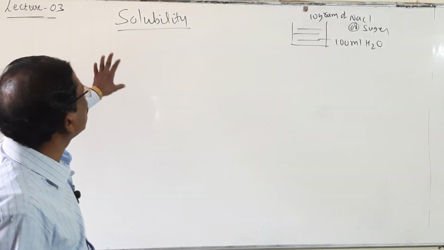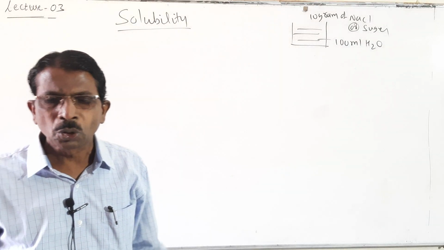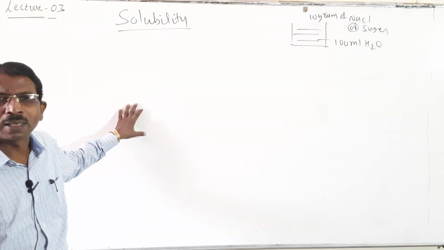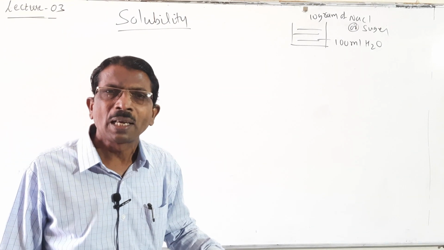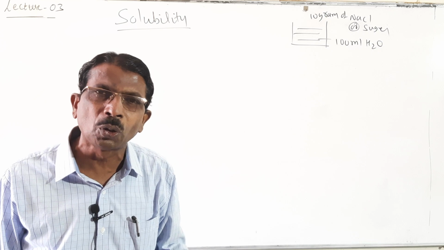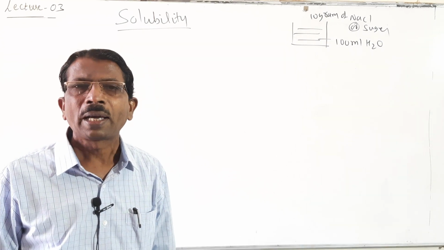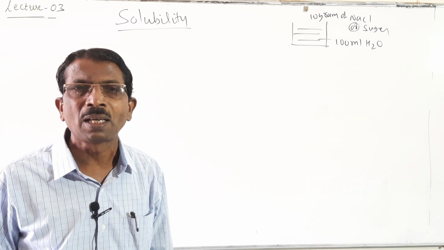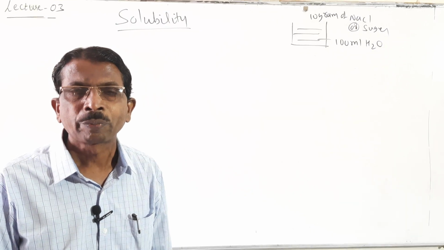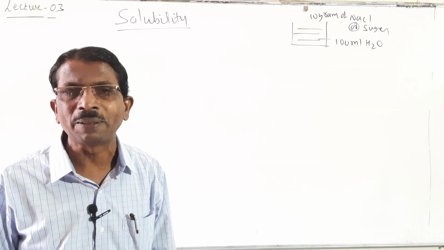So, what is solubility? The solubility of a substance is the maximum amount of solute that can be dissolved in a specified amount of solvent at a specified temperature.